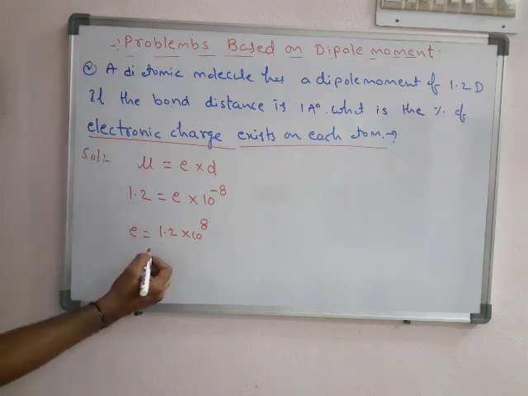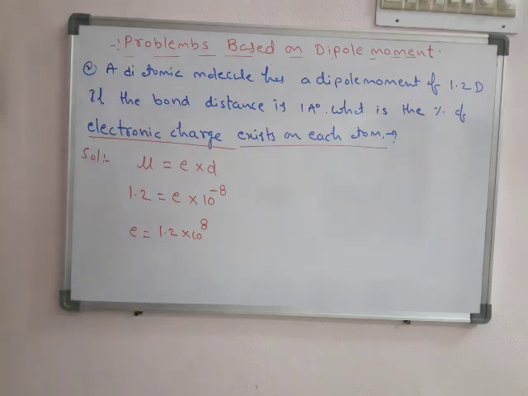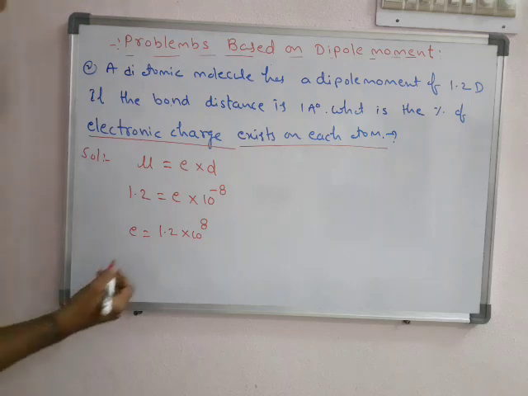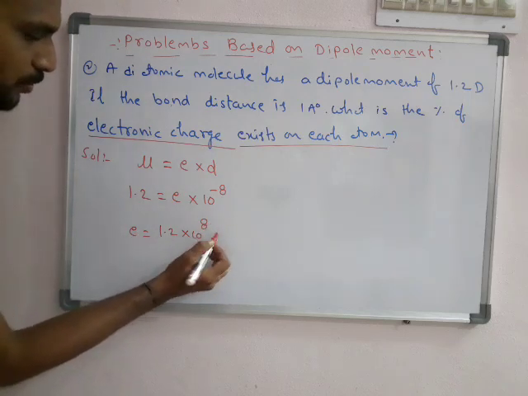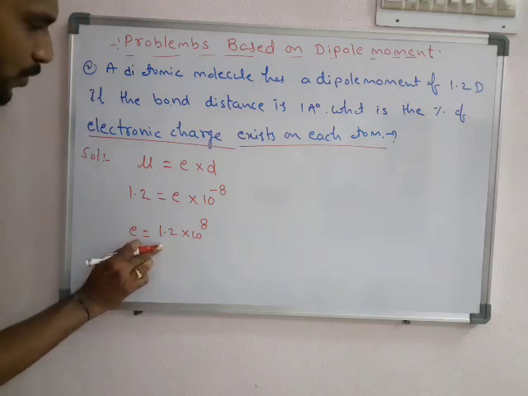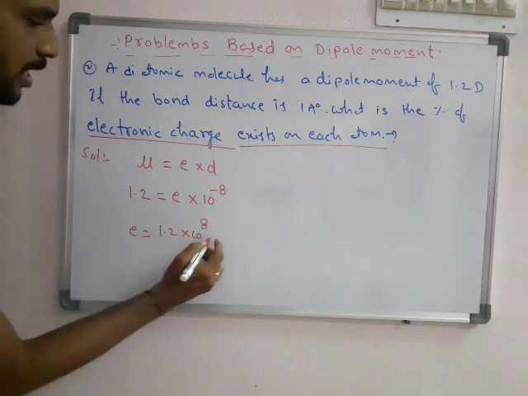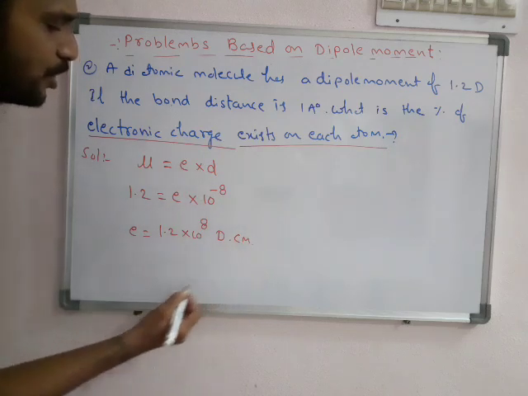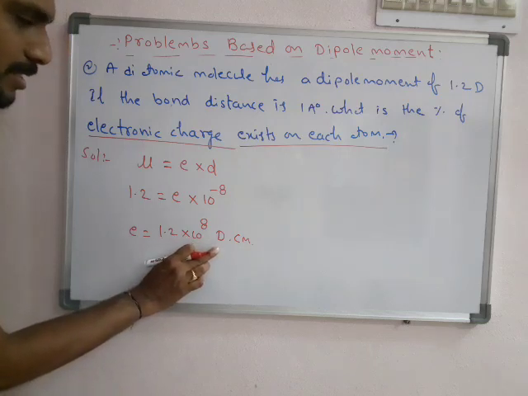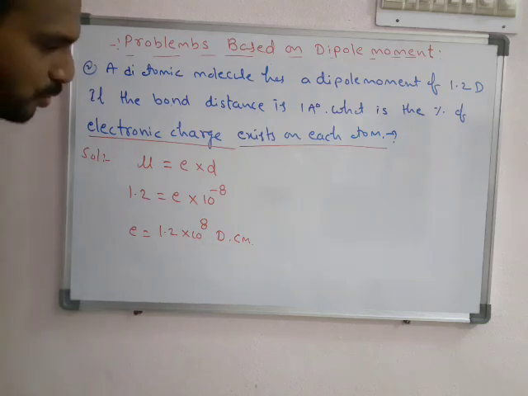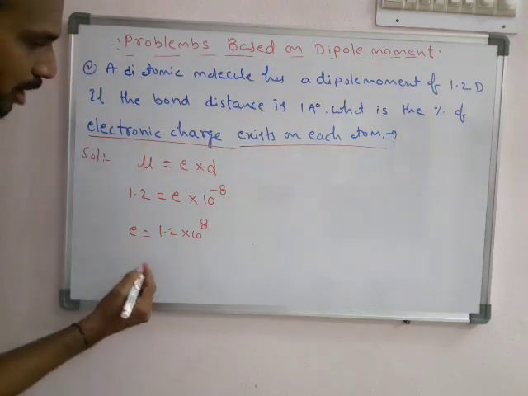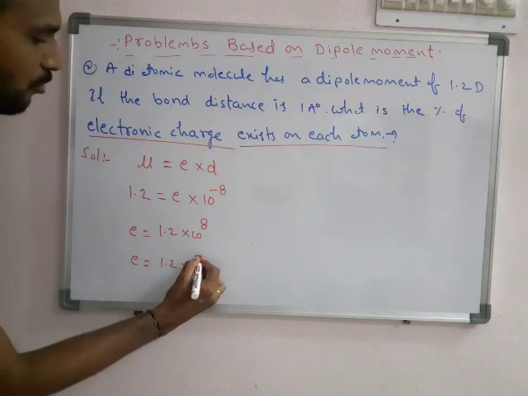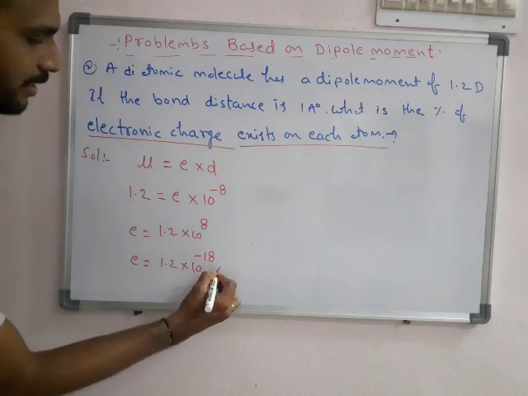So the charge is 1.2 into 10 to the power of 8. Here the units: 1.2 is given in Debye, and the 10 to the power of minus 8 is in centimeters. So the Debye must be in ESU centimeters, so we will convert that Debye into ESU centimeters. Now the charge becomes 1.2 Debye into 10 to the power of minus 18.